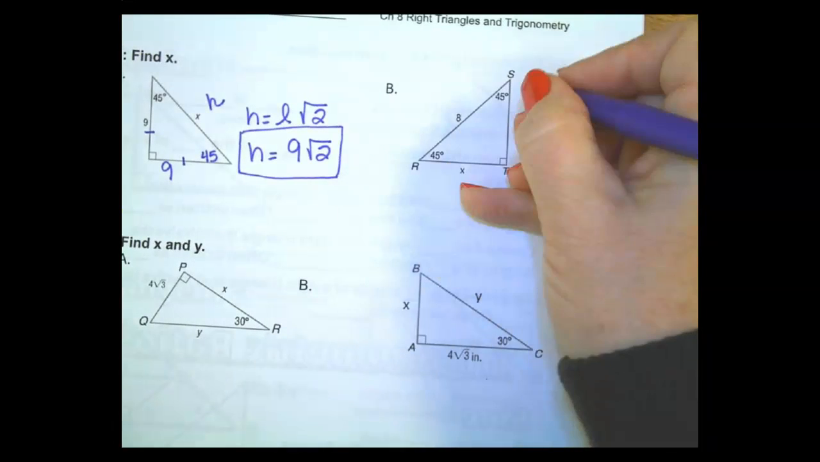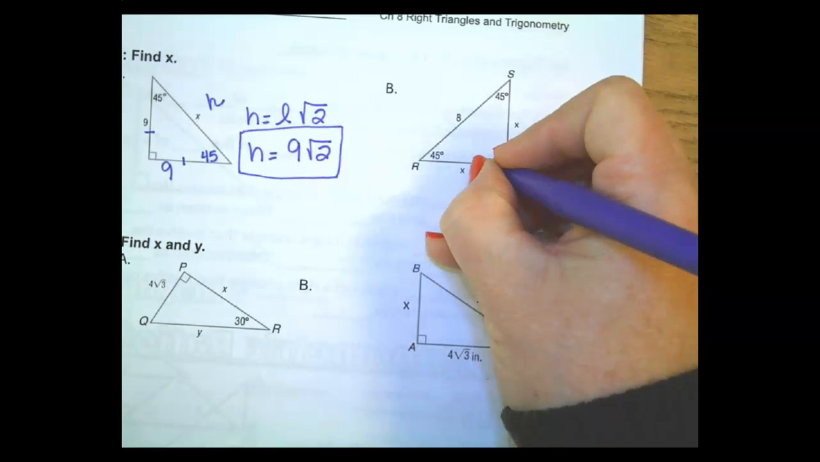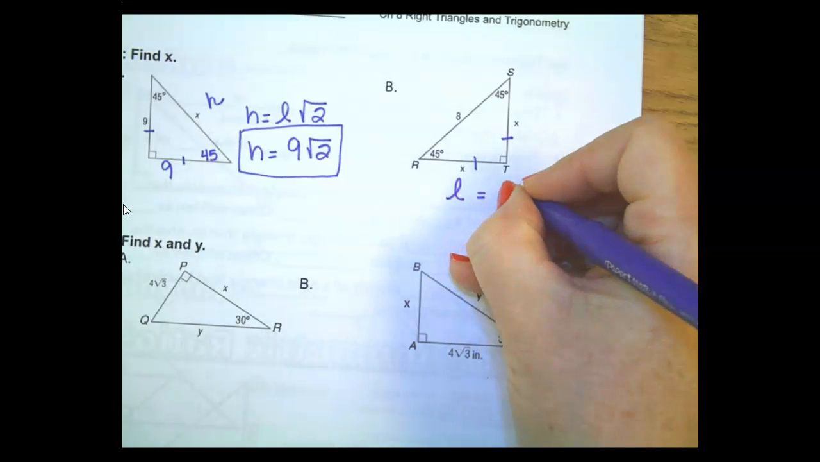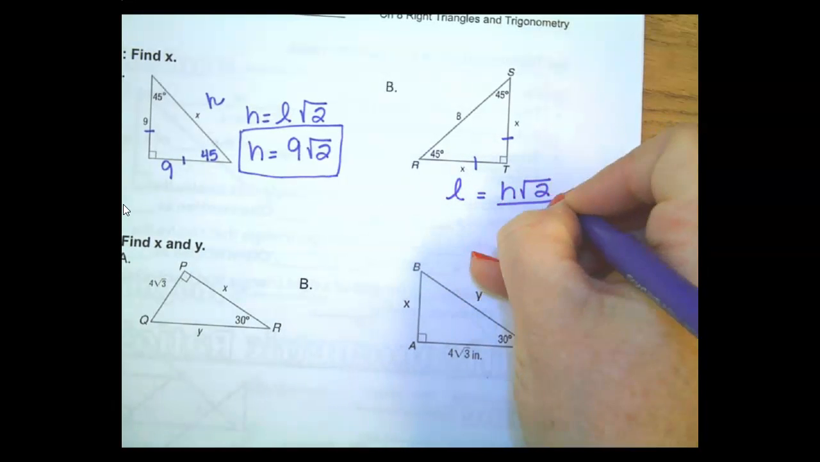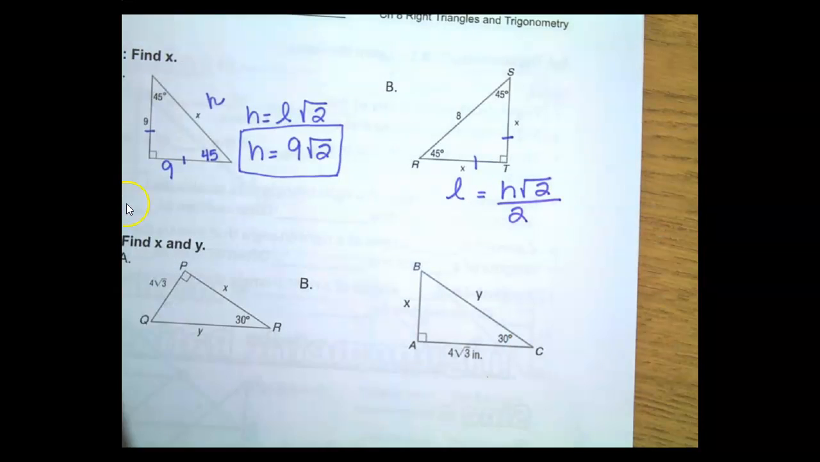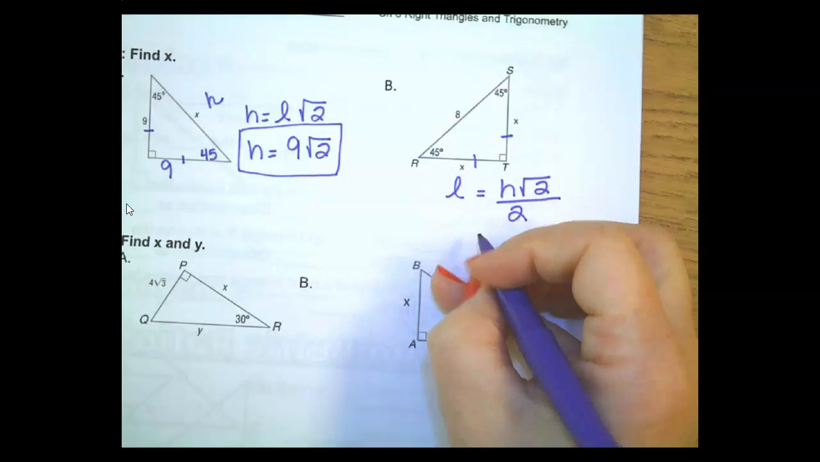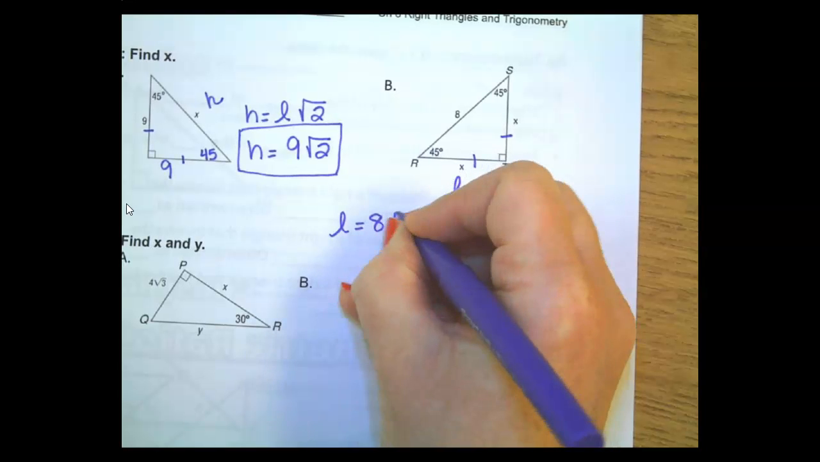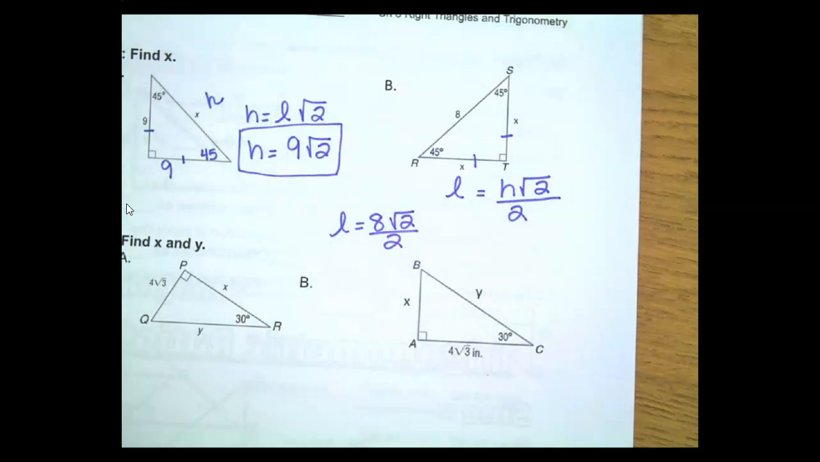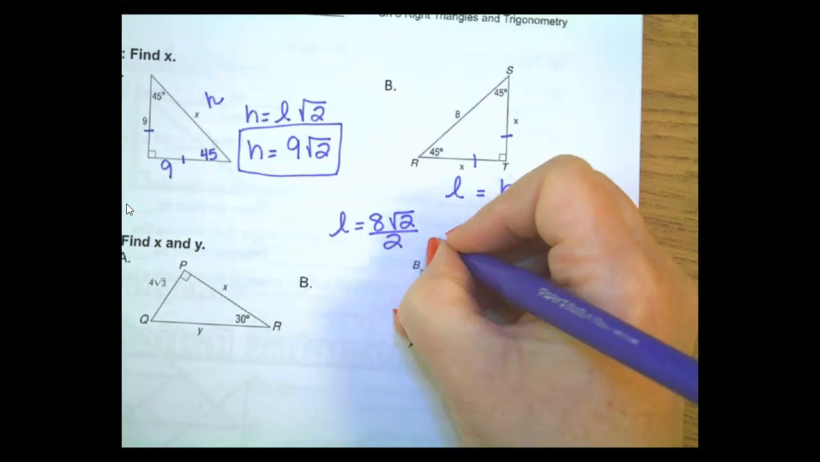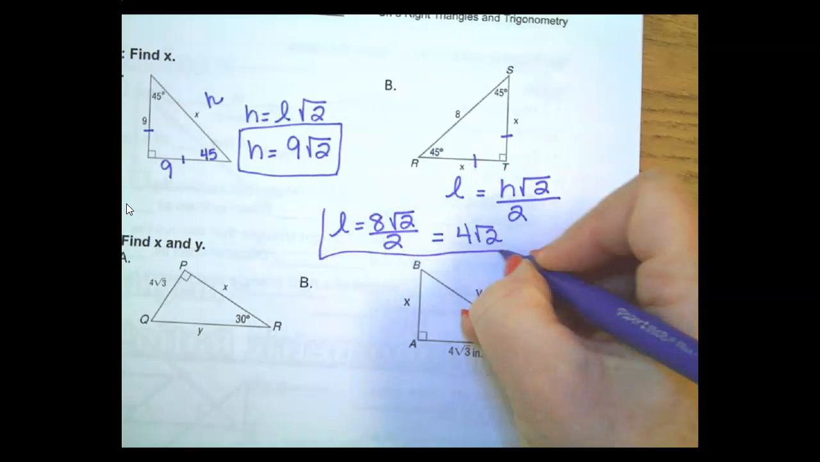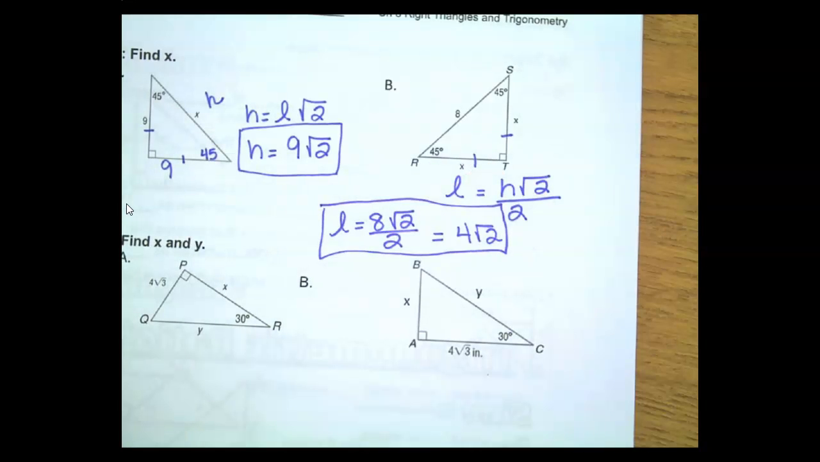B, 45, 45, 90. So now we're trying to find the legs, and these two are the same. To find the leg, the formula is L is equal to h times the square root of 2 divided by 2. Okay? So we have, I'm running out of room, L is equal to my hypotenuse times the square root of 2 divided by 2. What is 8 divided by 2? Hopefully you said 4 times the square root of 2. And there you have it.